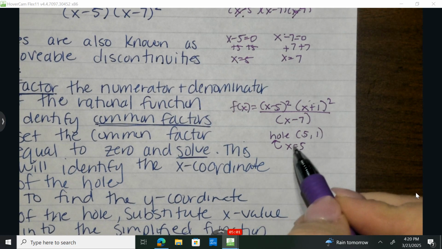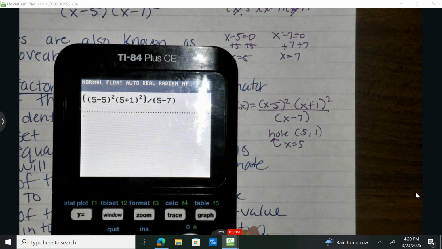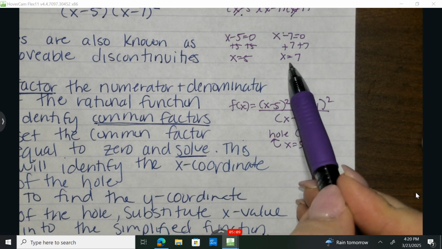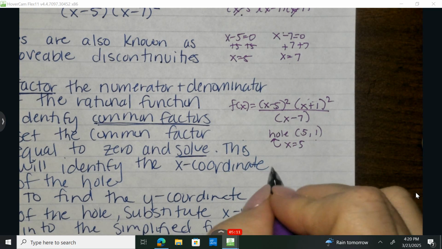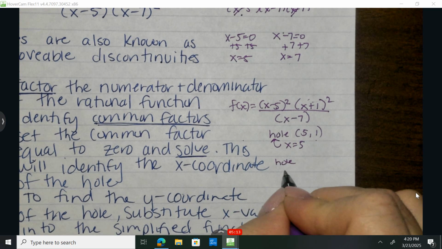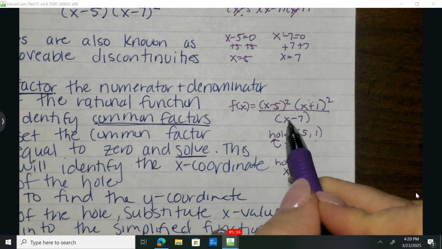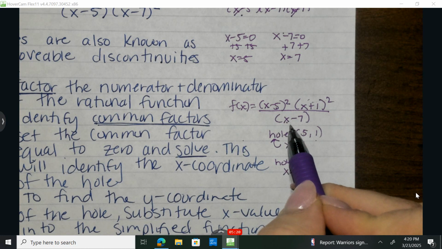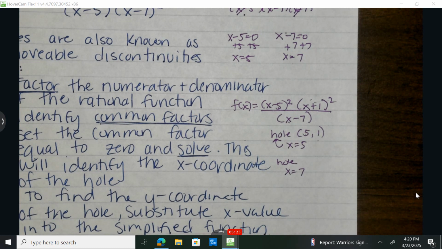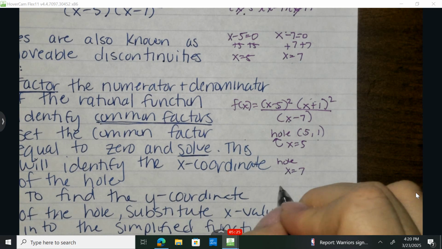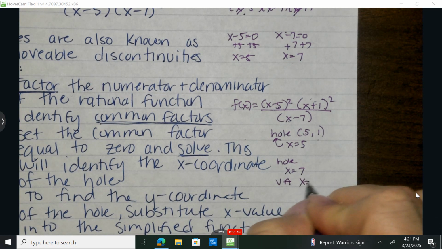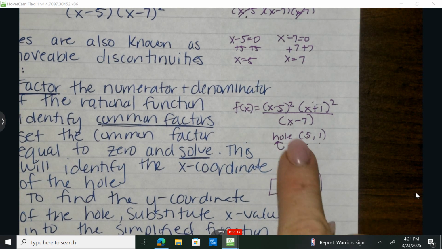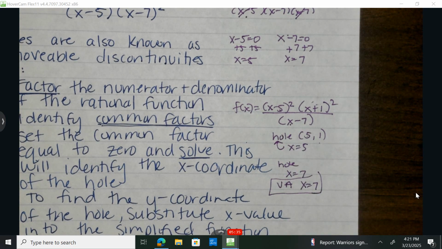When I look at this, I don't actually have to plug it into my calculator. I'll show you that I can, but here's the reason I don't have to. When I substituted 7 to find the y coordinate, so I'm checking right now to see if there's a hole, and I'm checking at x equals 7, when I substitute 7 into the bottom, I end up with 0 in the denominator. Remember, we can never have 0 in the denominator. It's not possible, you're breaking a math rule. And that's why we say here that there's a vertical asymptote at x equals 7. There's not a hole. There's a vertical asymptote at x equals 7.